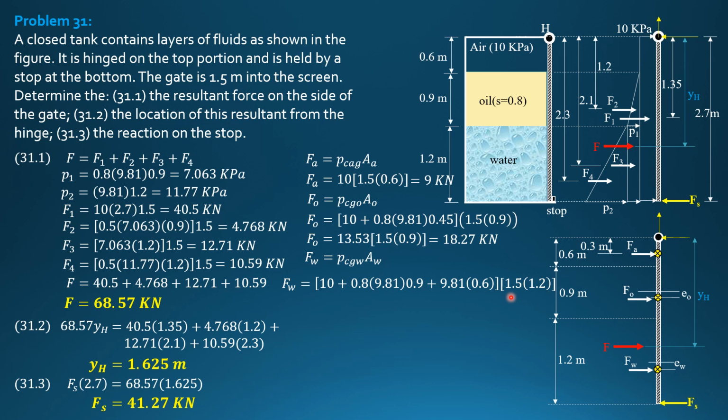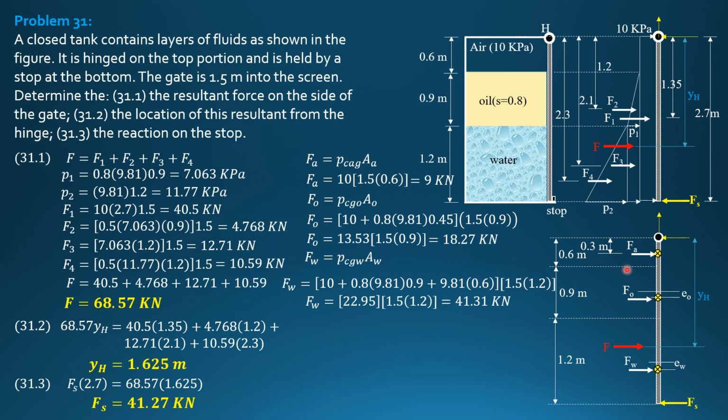Then area 1.5 times height of water, or height of the gate in contact with water, 1.2. So F of water is equal to 22.95. This is the pressure at the centroid of area in contact with water. Then area of the gate in contact with water, 1.5 times 1.2. So it is 41.31 kilonewtons.